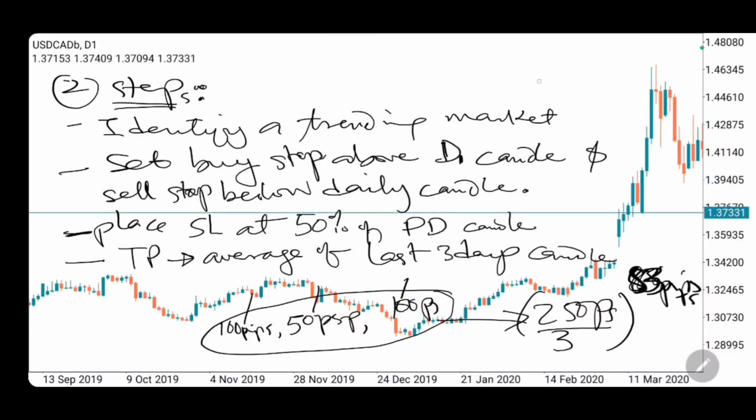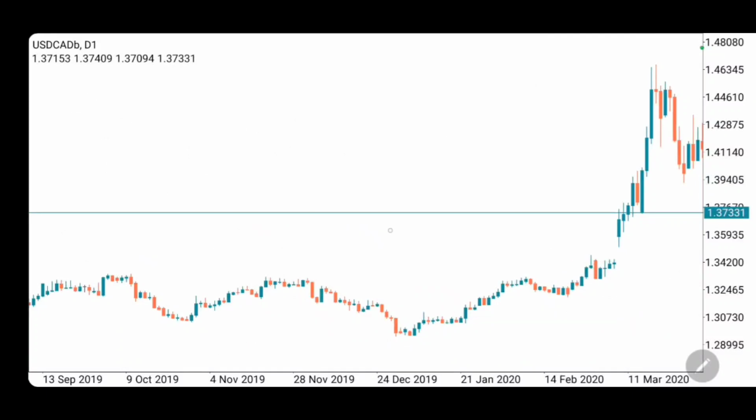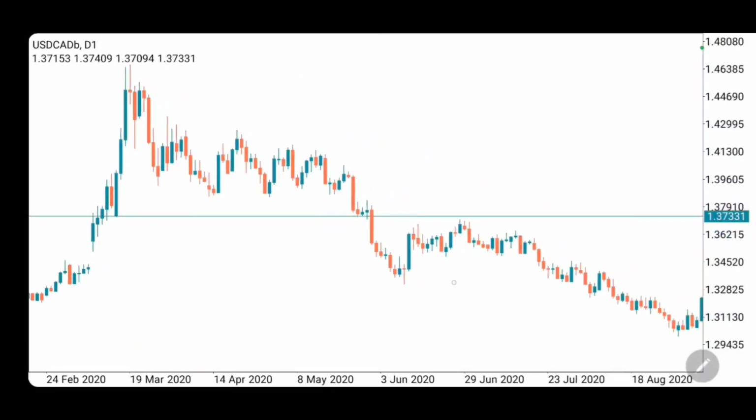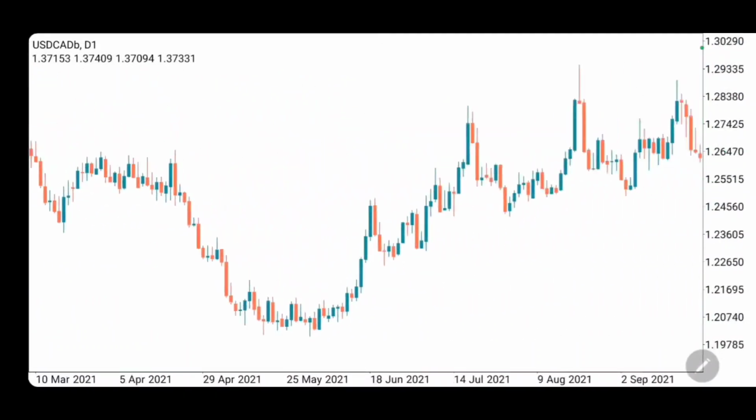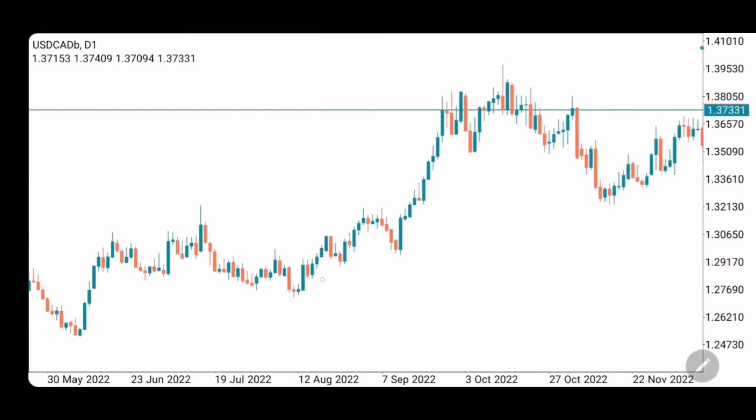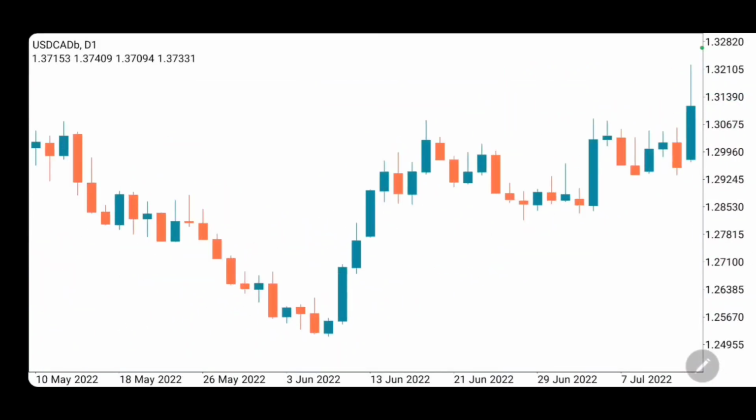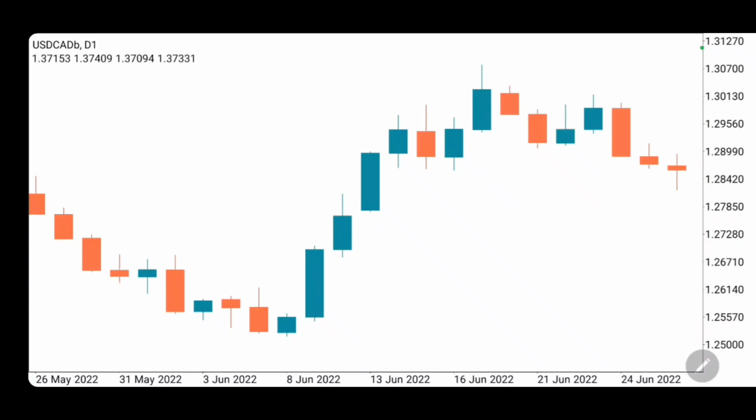But we're going to go into the chart. Let me show you on the chart how this works. Let's look for a trending market. Now you can see here, let's assume that this was our previous day's candle. I place my buy stop right here and my sell stop right here, and this is my current day candle. Let's call this the previous day's candle, and this is my current day candle.